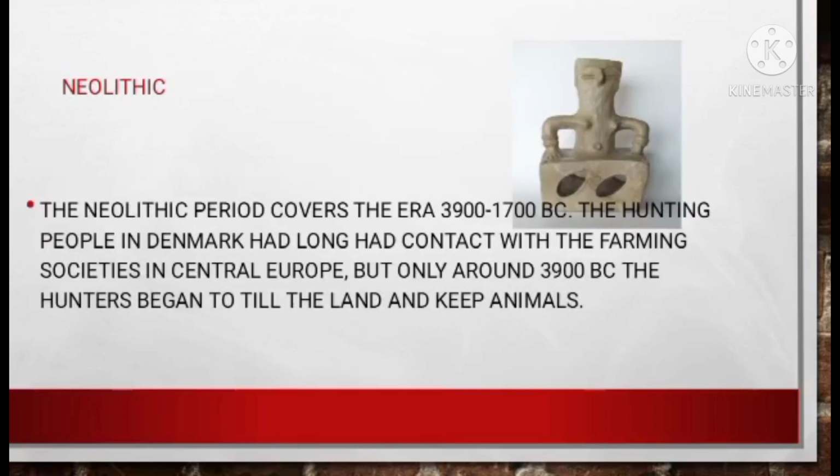The Neolithic Period. The Neolithic period covers the era from 3900 to 1700 BC. The hunting people in Denmark had long had contact with the farming societies in Central Europe, but only around 3900 BC the hunters began to till the land and keep animals. It is also called the New Stone Age, and it is the final stage of cultural evolution.